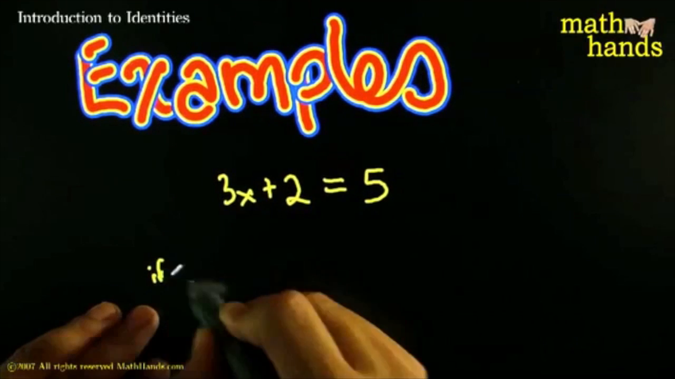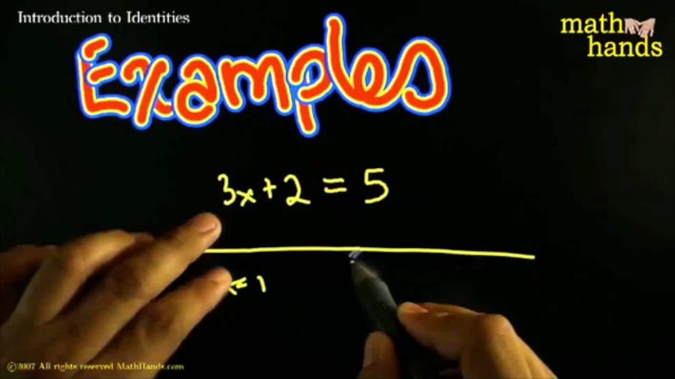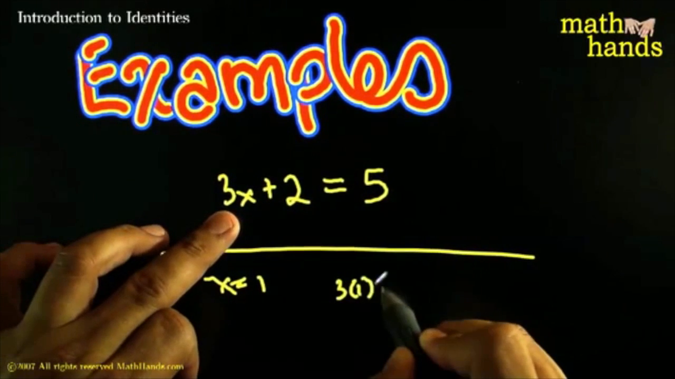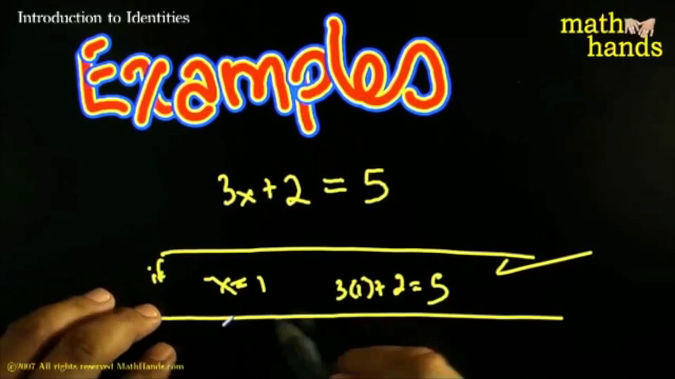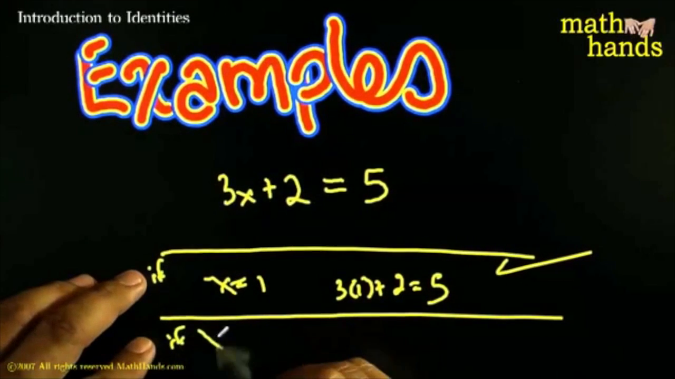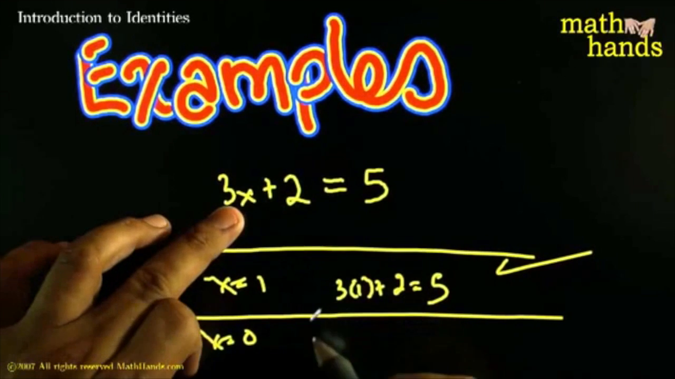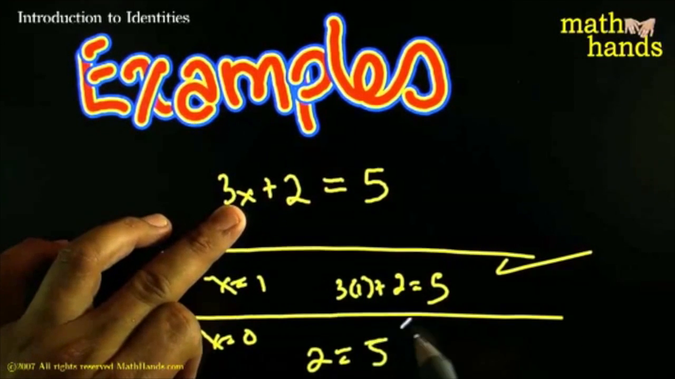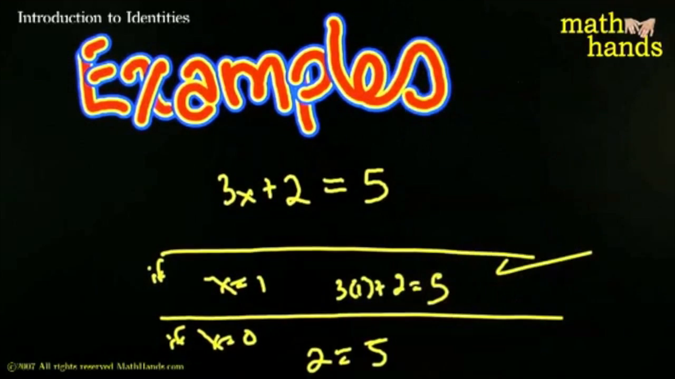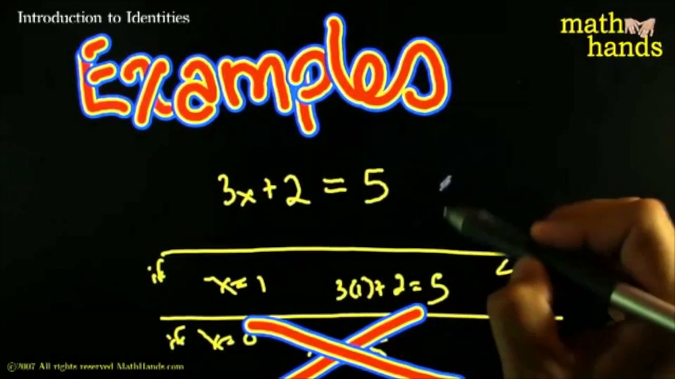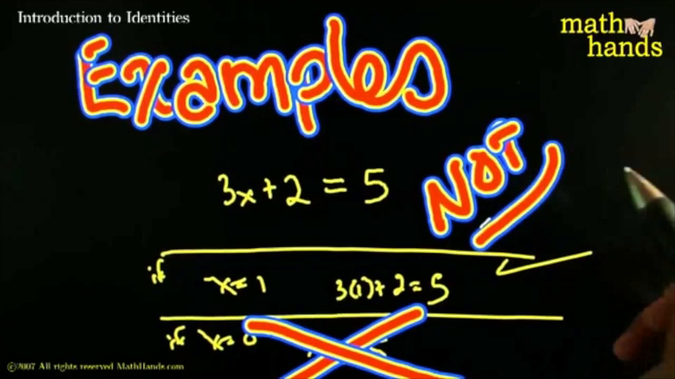Let's see. If x is equal to 1, that would be 3 times 1 plus 2 is equal to 5. Yes, it's good. Maybe we just got lucky. What if x is equal to 0? If x is equal to 0, this is 3 times 0 plus 2, which is 2, not 5. Uh-oh. What happened here? No. So this one is not an identity.